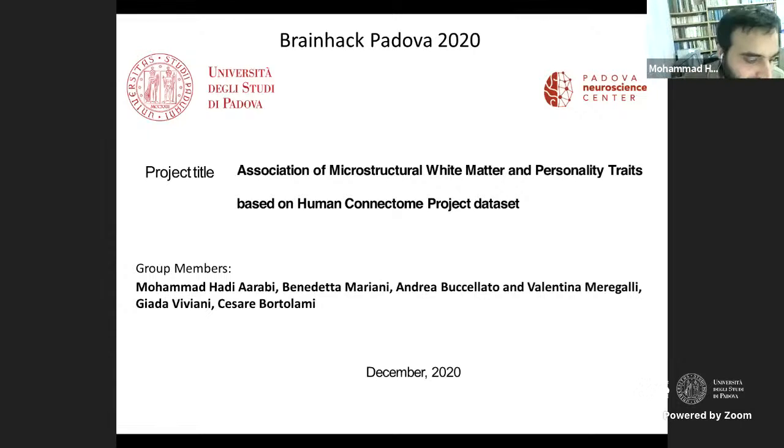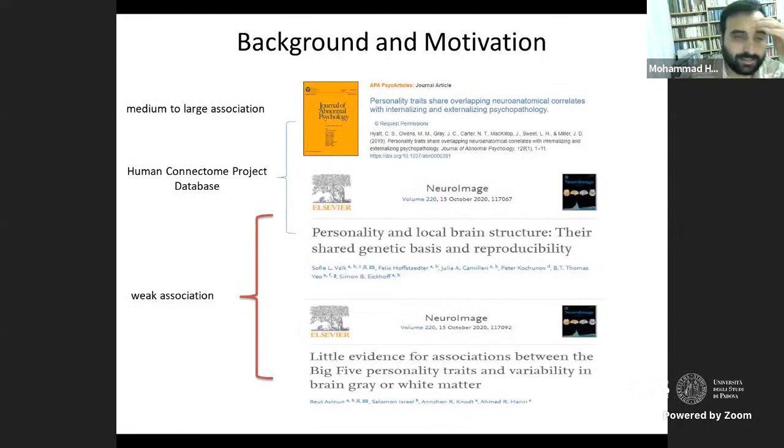In this BrainHack, we conducted an exploratory analysis of personality-brain microstructure association. One of our motivations for this work is that last year and this year, three works were published that use larger scale data for the association between personality and structure of the brain. They use T1 data to compute thickness, surface area, or gray matter volume of the brain, and interestingly, two of these works use Human Connectome Project data. One of them reports medium to large association, and one of them reports weak association.